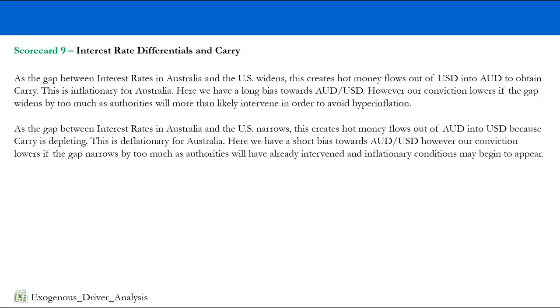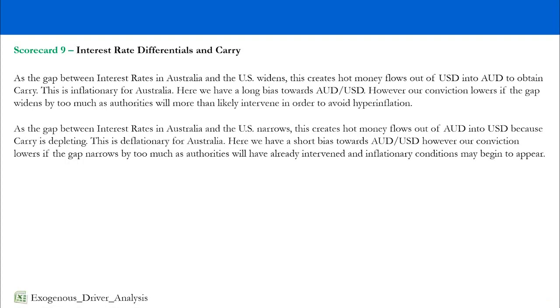And again, our conviction lowers if the gap narrows by too much, as authorities will have probably already intervened and inflationary conditions may start beginning to appear. So we have to lower our conviction the more this narrows on an extreme basis. So what's important here is a couple of things. Firstly, whether the carry is positive or negative, and also the direction it's moving in. So whether it's widening or narrowing.